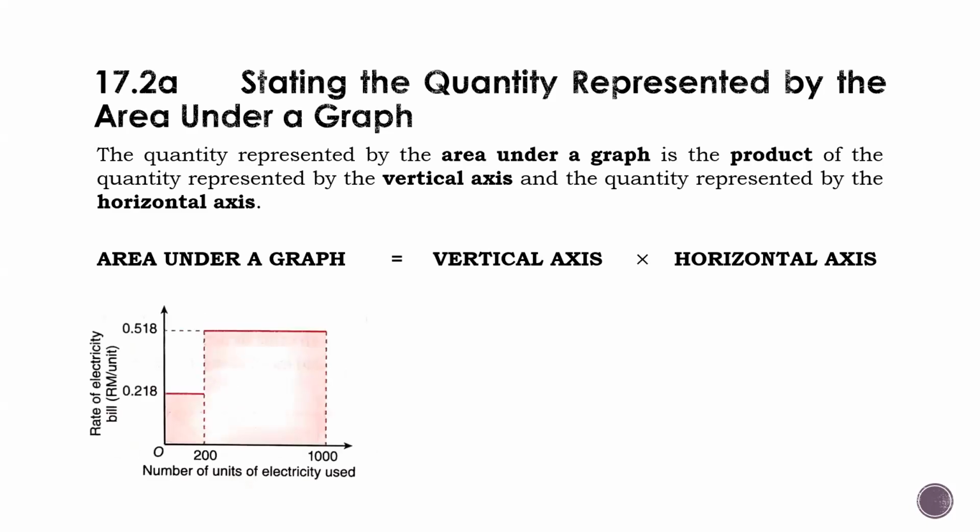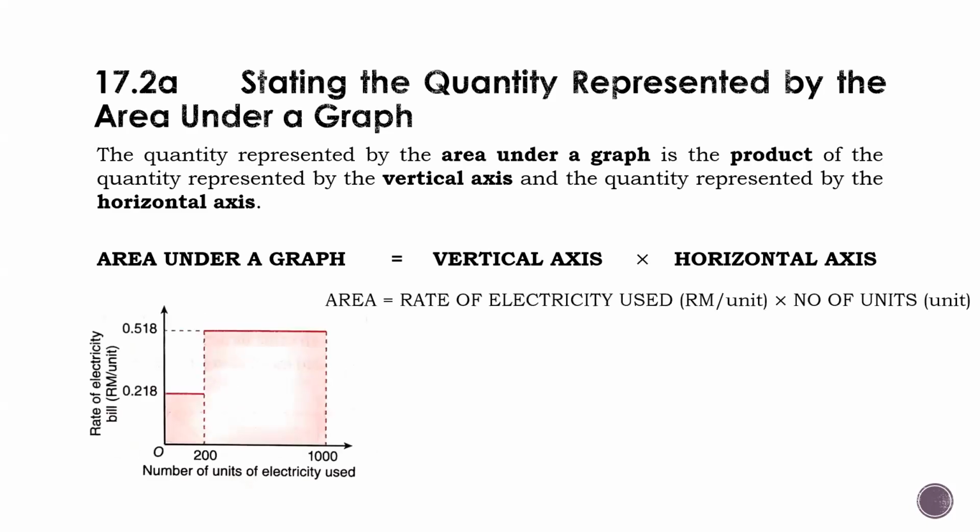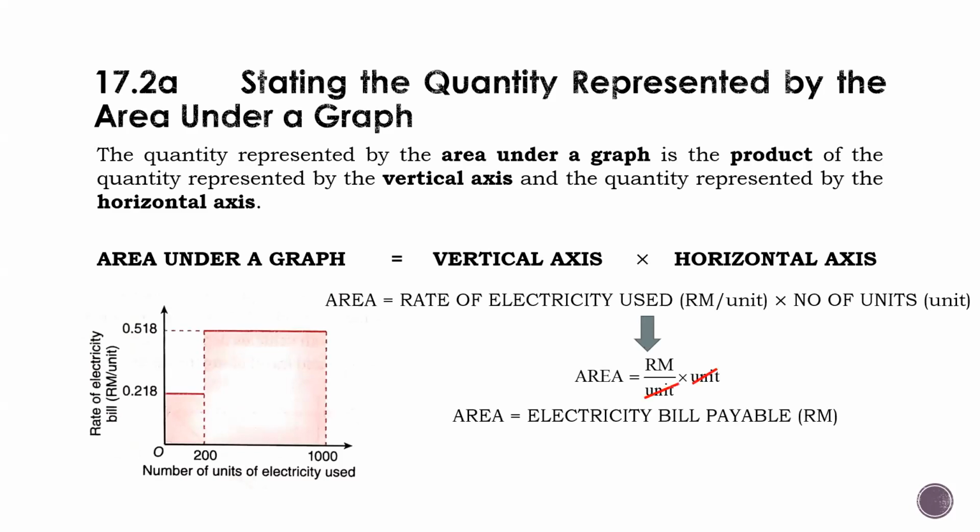See, area is rate of electricity used, RM per unit, times number of units. So RM per unit times unit, so I'm left with RM. So my area is electricity bill payable, RM.